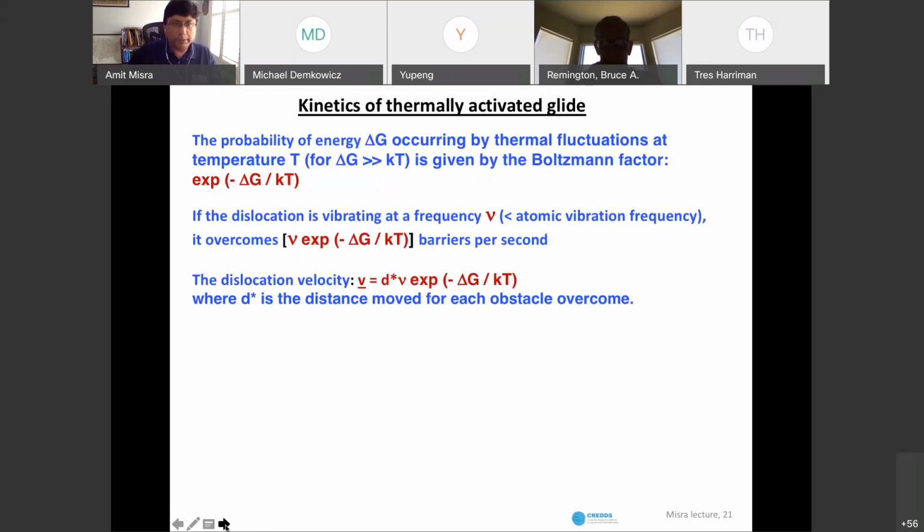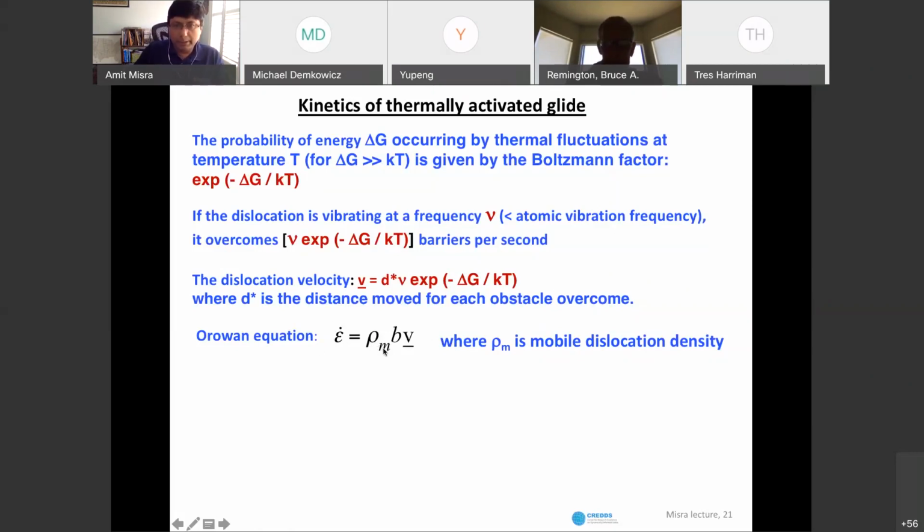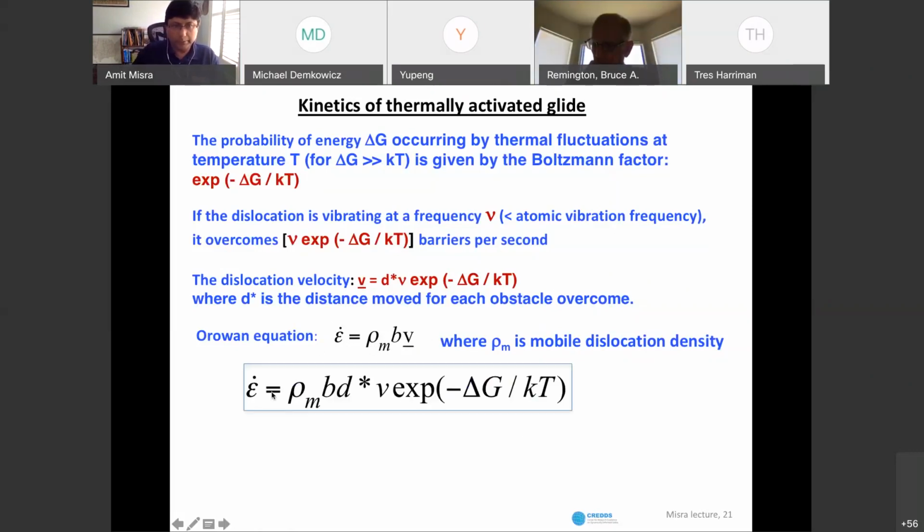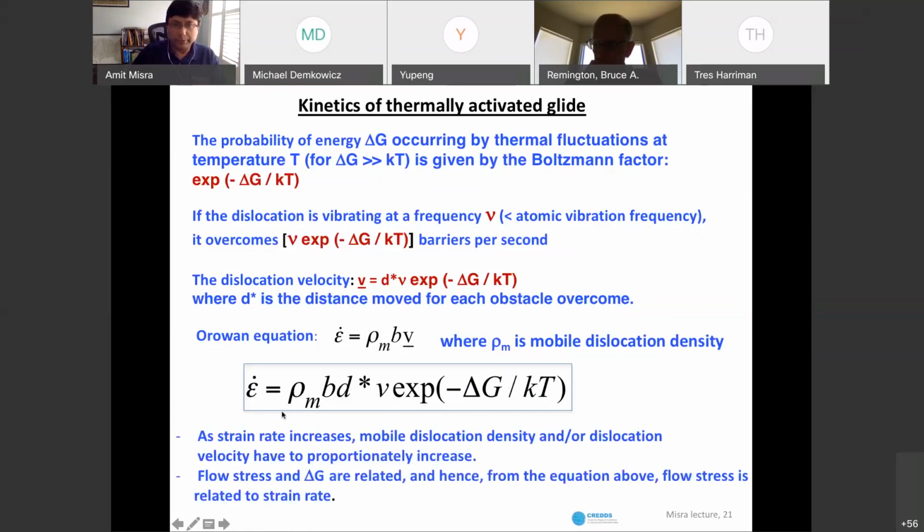Now there is a well-known equation, the Orowan equation, which I will not derive, but I will introduce. This comes from basic dislocation theory, that for an imposed strain rate epsilon dot, it must equal the mobile dislocation density times the Burgers vector times the dislocation velocity. And so now that we have an expression for dislocation velocity, we can put that in this expression, which will give us an expression for the strain rate times this prefactor times the exponential of delta G over kT. So this expression shows you the interrelationships between the free energy of plastic deformation and the rate of plastic deformation.